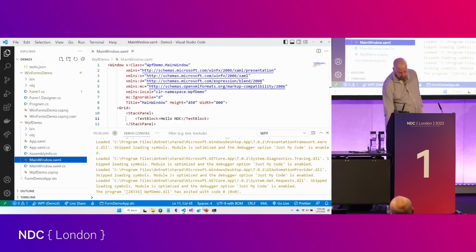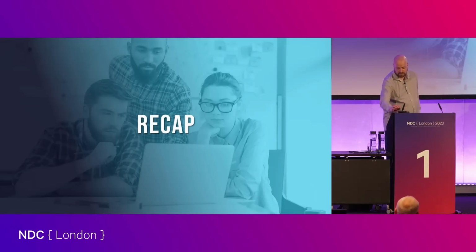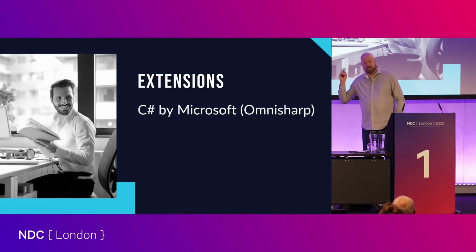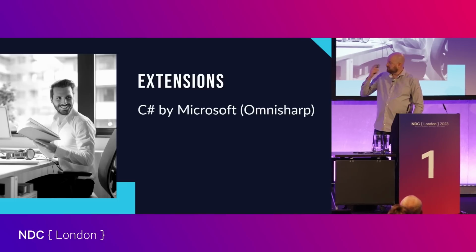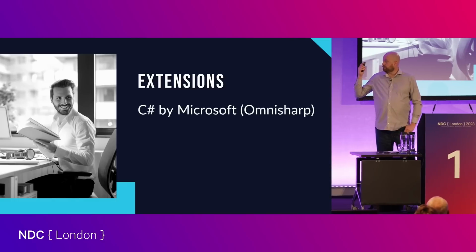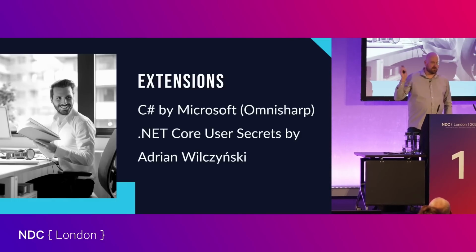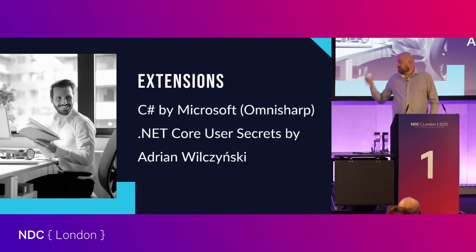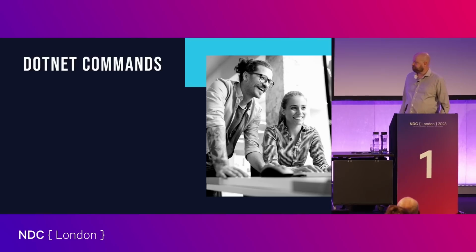So let's do this. We're going to pop over here and just do a quick recap, and then we're going to have some time for questions. So, recap, extensions. First of all, C# by Microsoft, which is the OmniSharp variant of C#. So get that extension. Also get the .NET Core User Secrets. That's a great extension by Adrian. It's really helpful for your day-to-day. That's all I really use for my C# development.